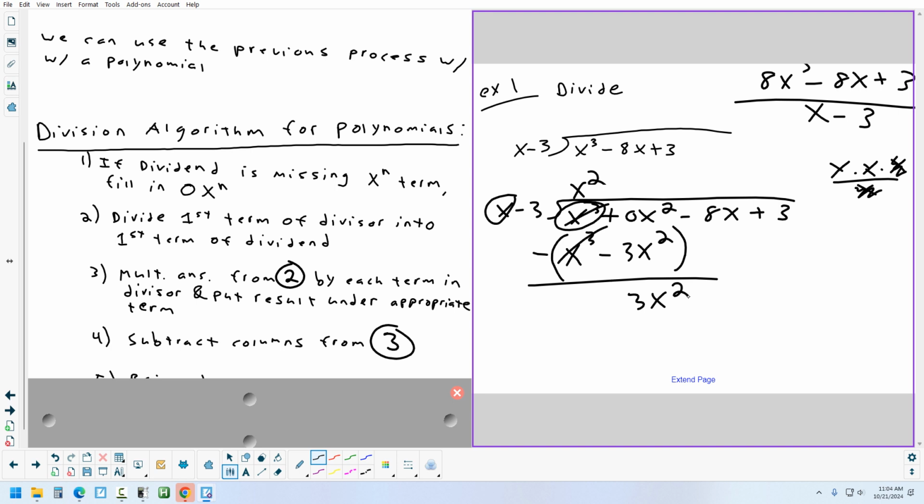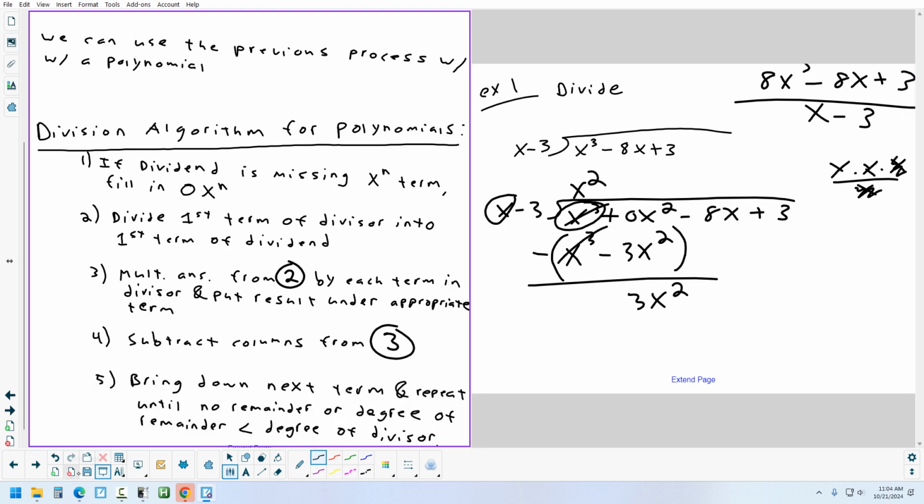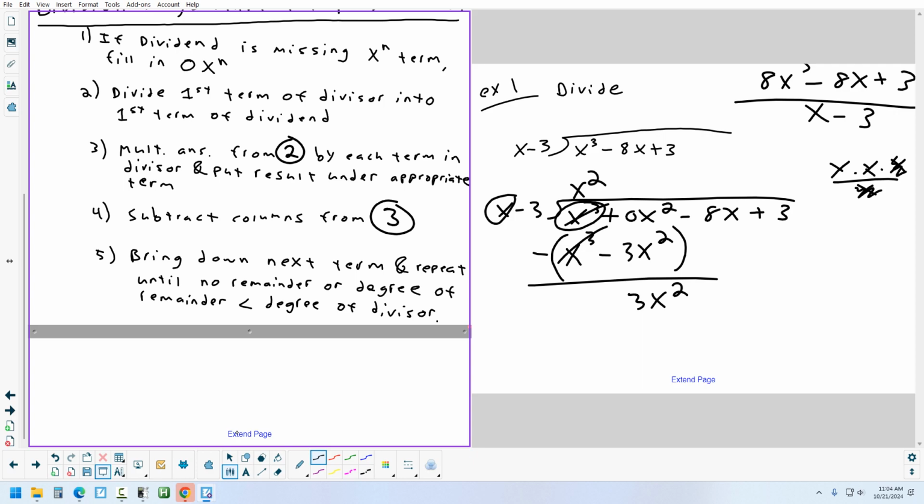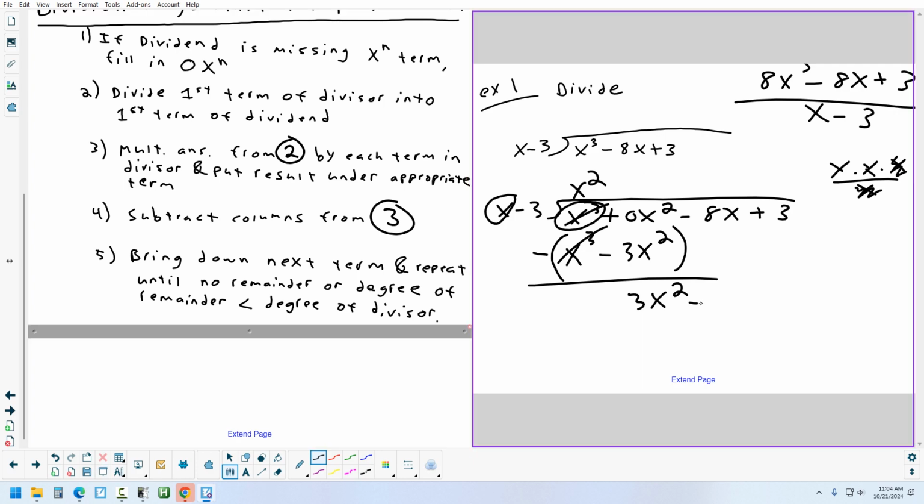Now we need to do the whole process again. So bring down the next term, and we're going to repeat that process. So the next term is 8x. You need to keep going until the number on the inside, which is now a 2, is smaller than the number on the outside, which was an x to the first. We started with a 3 on the inside. Now we're down to a 2 on the inside. That number is going to go down at least 1 every time. Sometimes it goes down 2 if you get multiple things that cancel. But here we didn't.